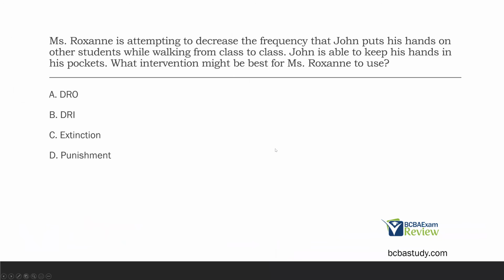Question 1. Miss Roxanne is attempting to decrease the frequency that John puts his hands on other students while walking from class to class. John is able to keep his hands in his pockets. What intervention might be best for Miss Roxanne to use?